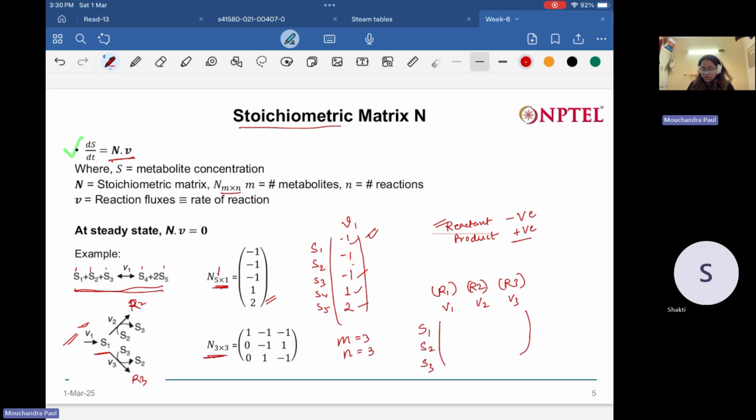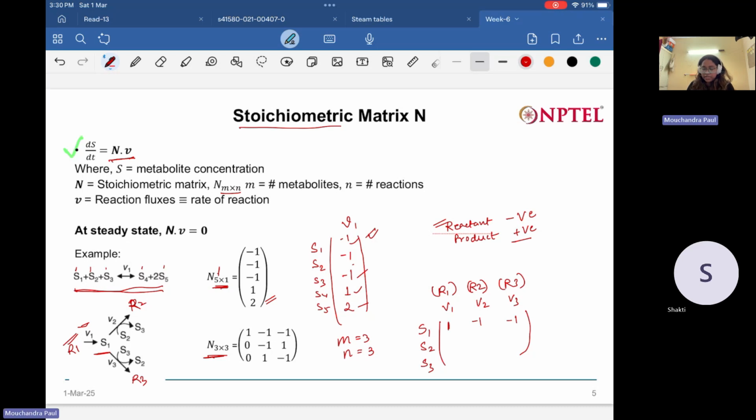So for S1, for V1, it is a product. S1 is a product, so the stoichiometric coefficient will be 1. Then S1 is participating as a reactant for reaction 2. So from S1, some product is going to get formed, so it will be -1. Similarly, S1 is a reactant for reaction 3, so the stoichiometric coefficient will be -1.